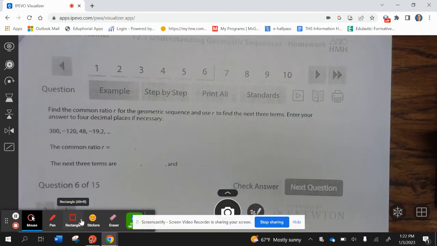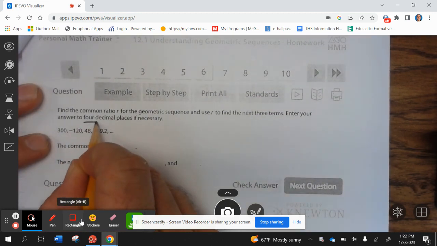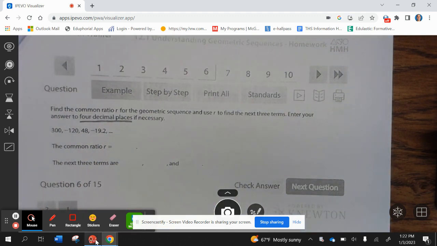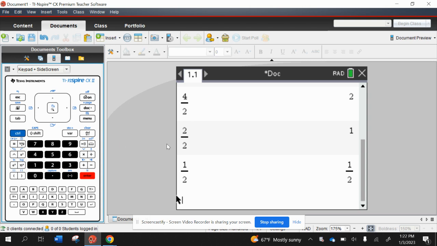All right, find the common ratio R for the geometric sequence. Use R to find the next three terms. Enter your answer to 4 decimal places. Okay, so we're going to go to our calculator. Let's remove the previous problem. All right, so now we're going to do -120 divided by 300. And let's go ahead and press Control Enter to go straight to the decimal.